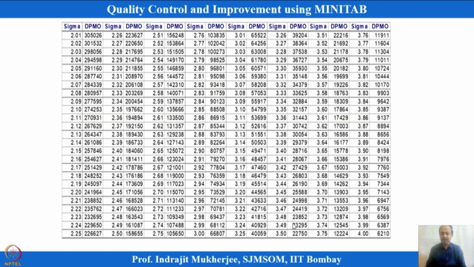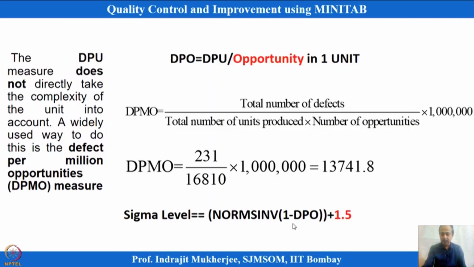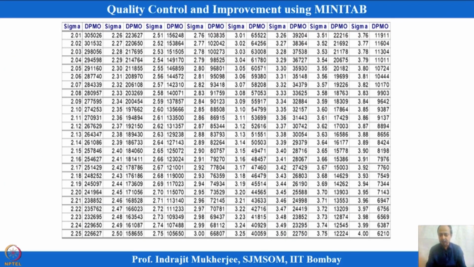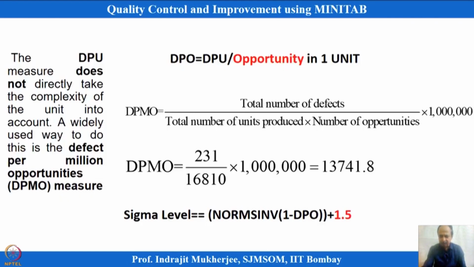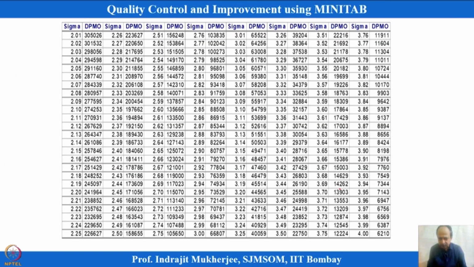So, let us see what the sigma level is for 13,741. If you go to this chart, you can see that approximately 13,7 falls somewhere in between 553 and 907. So, it is approximately near 3.7, 705 or something like that, we can assume.